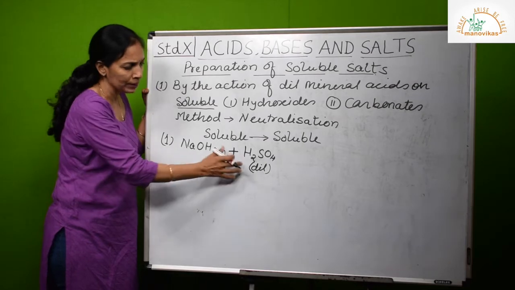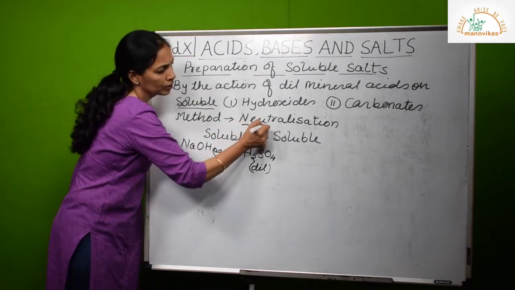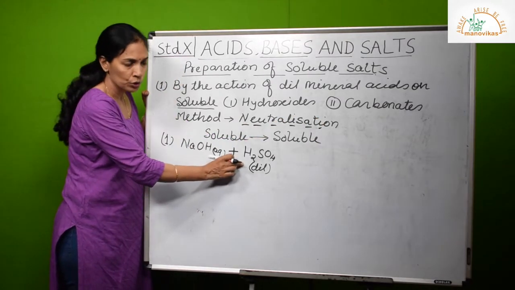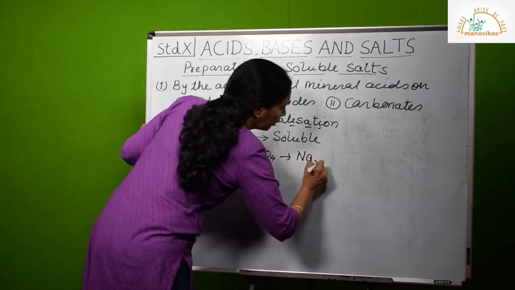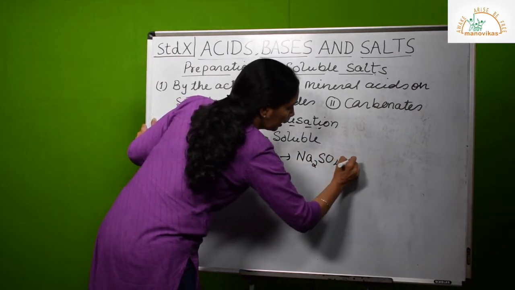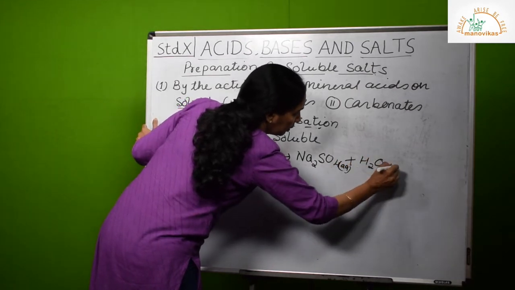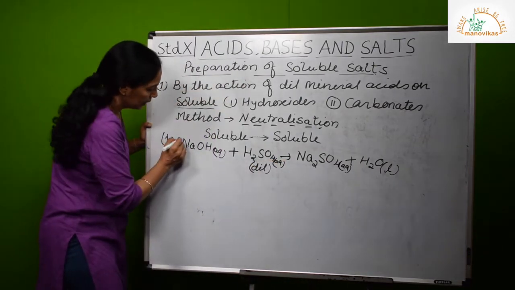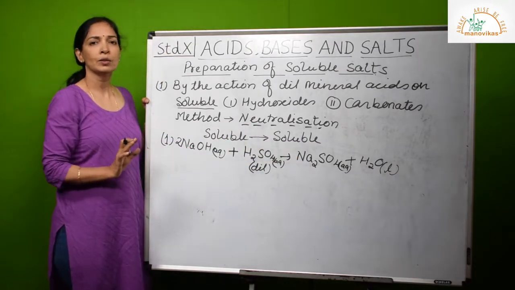So NaOH, basically this is a neutralization reaction. So what is the method of preparation? Neutralization. Okay. So NaOH will combine with H2SO4 and form Na2SO4 plus H2O. Now this is also soluble. So sodium sulfate is formed, which is a soluble salt.